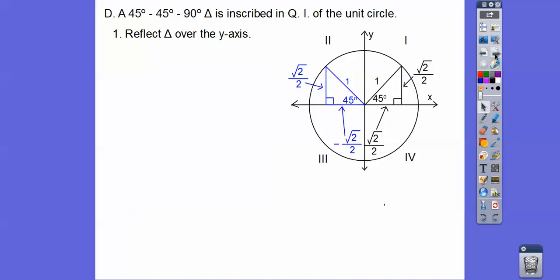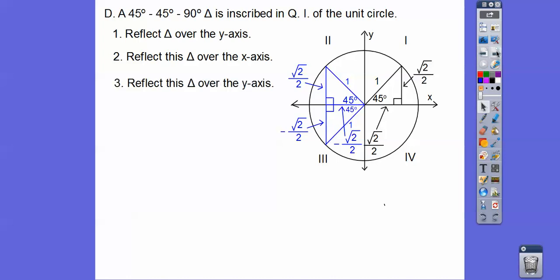All right, now we're going to take that and reflect it over the x-axis. So this guy goes down here. We go to the left and we're going to go down. So those are both negative root 2 over 2's. Look, the hypotenuse is still 1. Now we're going to reflect this over the y-axis. So this is going to go over here. So we're going to go to the right, down. So positive and then negative root 2 over 2.